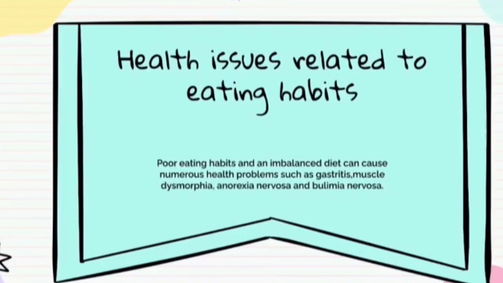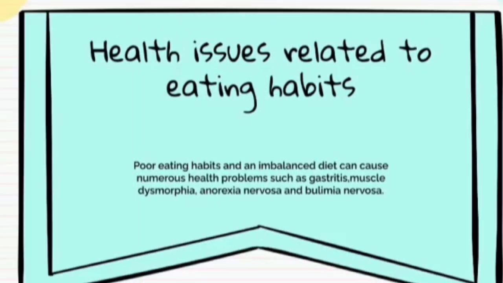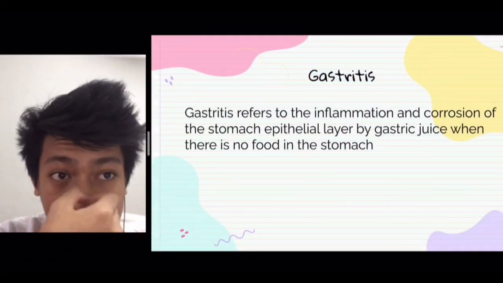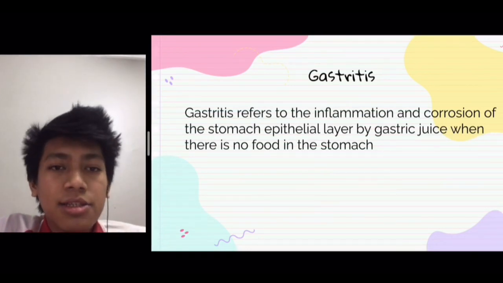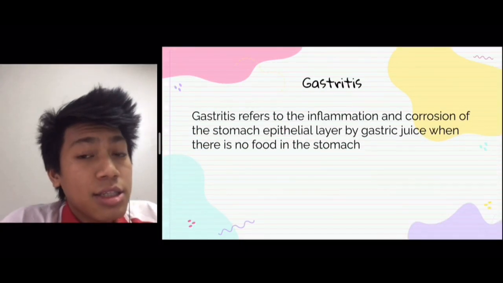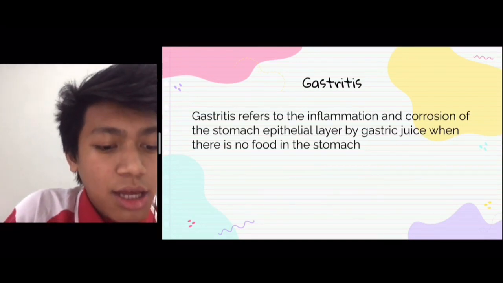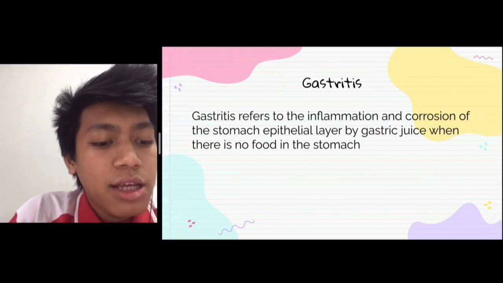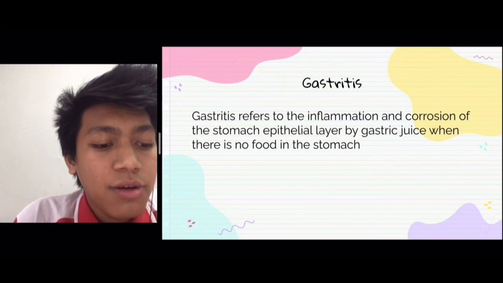Poor eating habits and an imbalanced diet can cause numerous health problems such as gastritis, muscle dysmorphia, anorexia nervosa, and bulimia nervosa. Gastritis refers to the inflammation and corrosion of the stomach epithelial layer by gastric juice when there is no food in the stomach. Untreated gastritis can result in gastric ulcers. The causes of gastritis include eating irregular quantities of food at irregular hours and excessive intake of alcohol or painkillers.